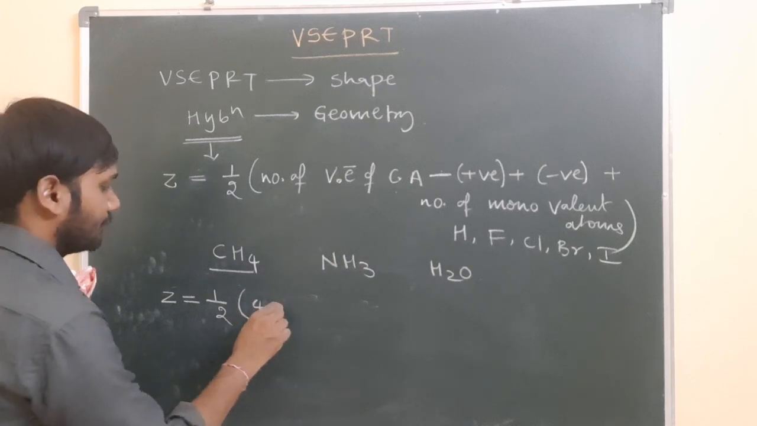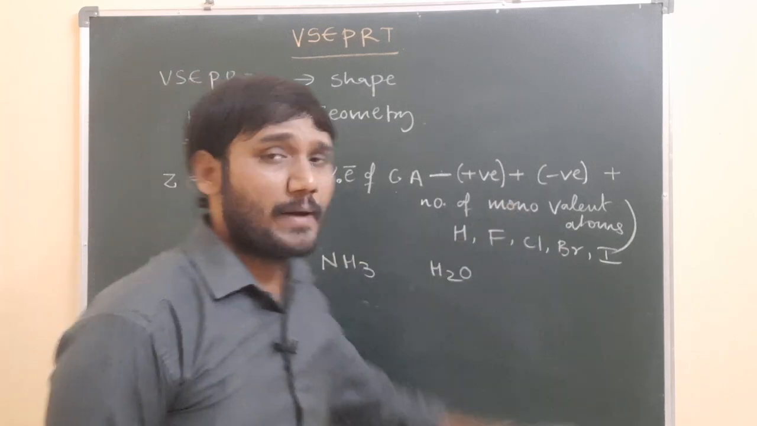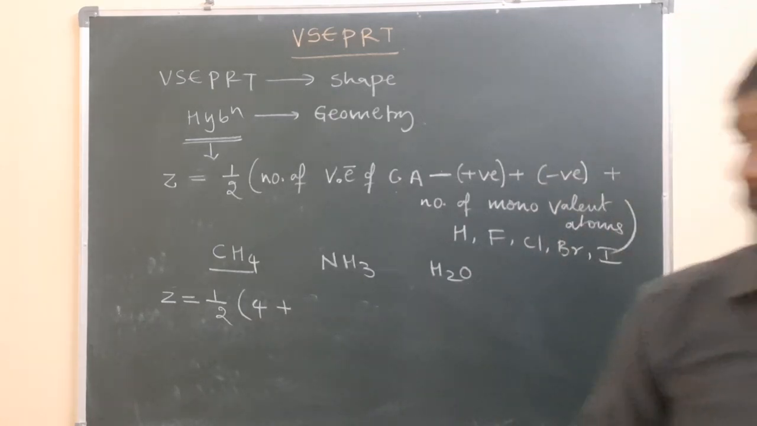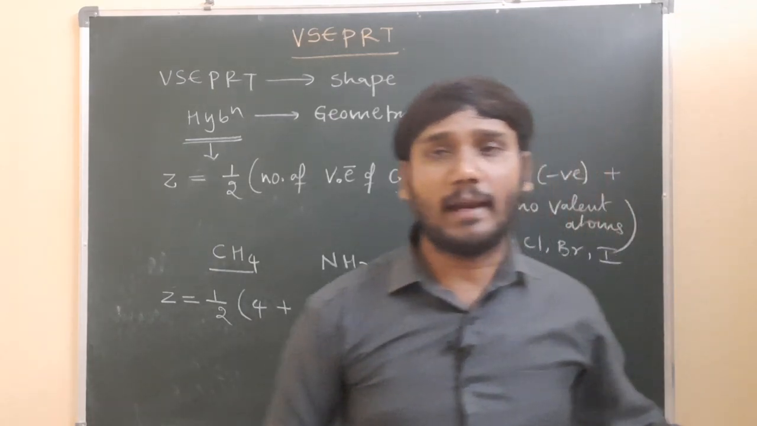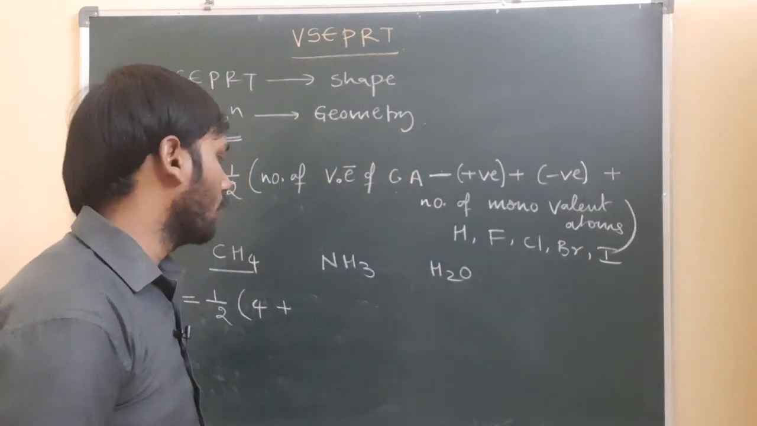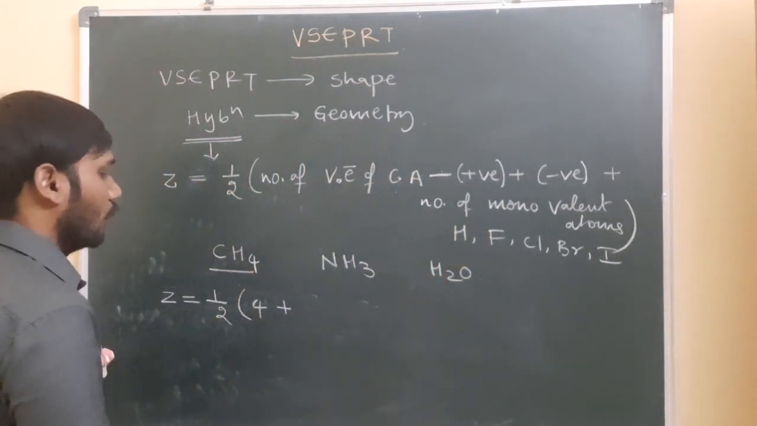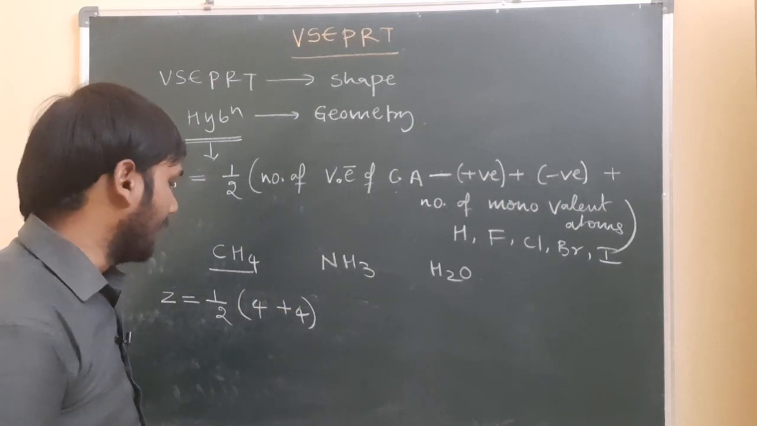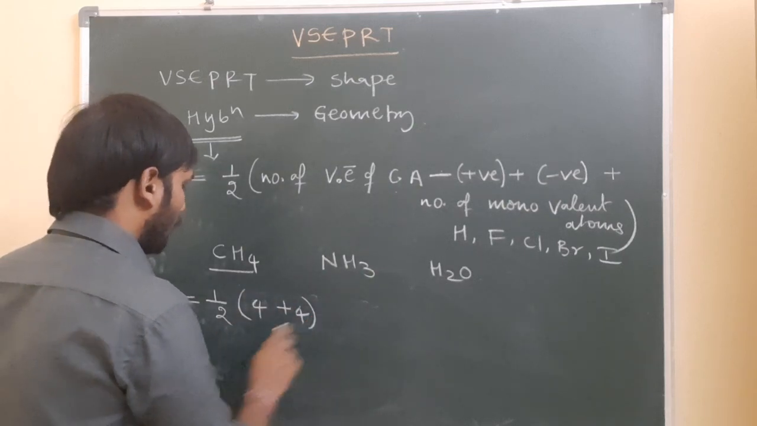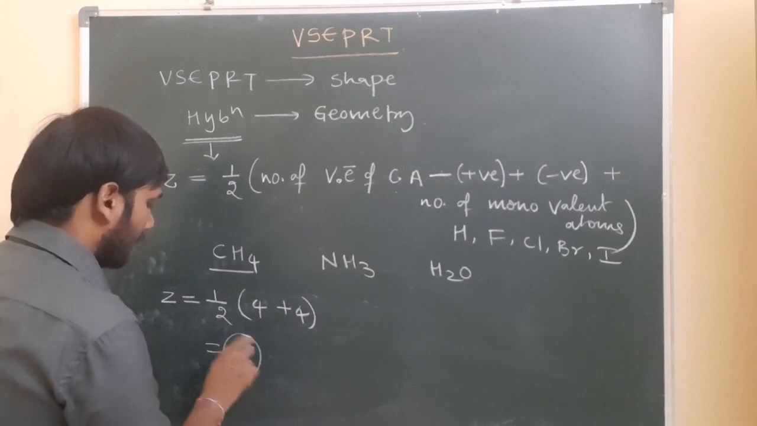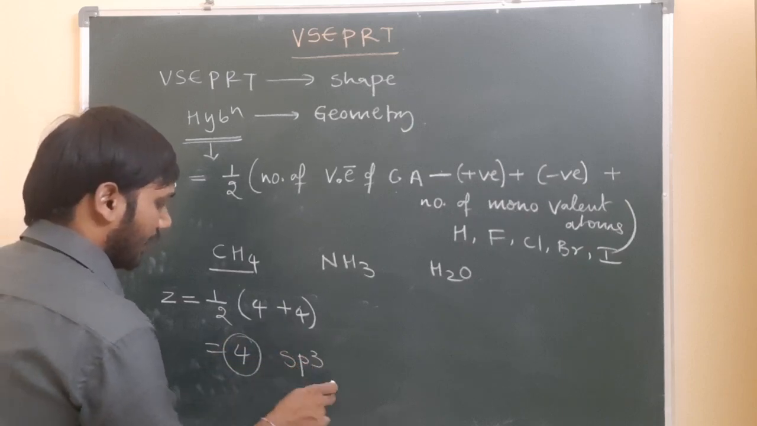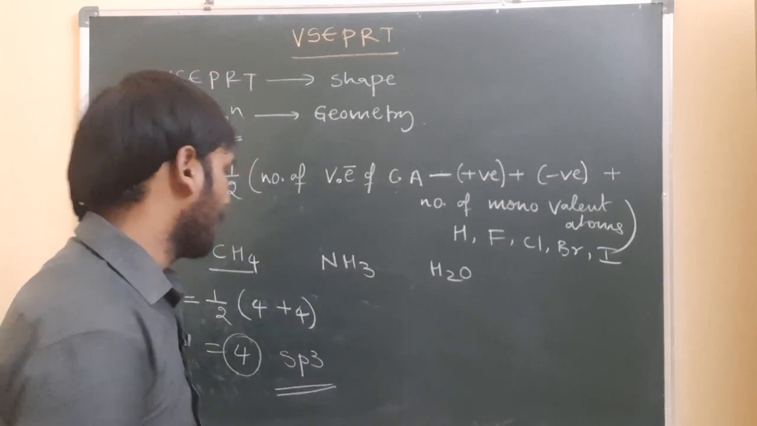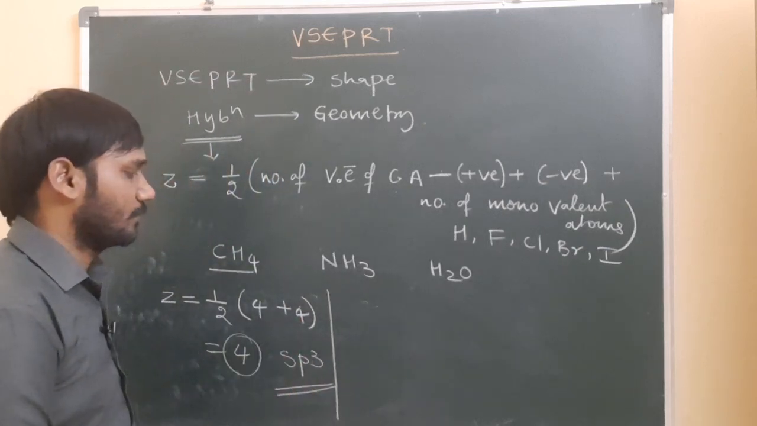How many? 4. Plus, is any positive charge present? No. Any negative charge present? No. But monovalent atoms are present. How many monovalent atoms? 4. So that means 4 plus 4, which is 8. Half into 8 is nothing but 4. So the value 4 means we can determine the hybridization as sp3. Hybridization is sp3.